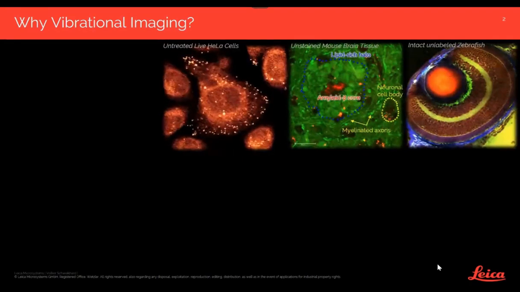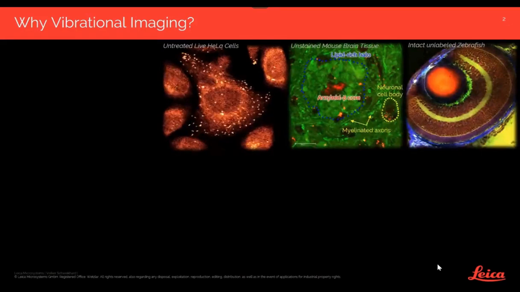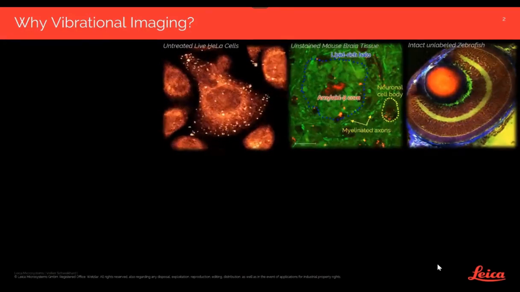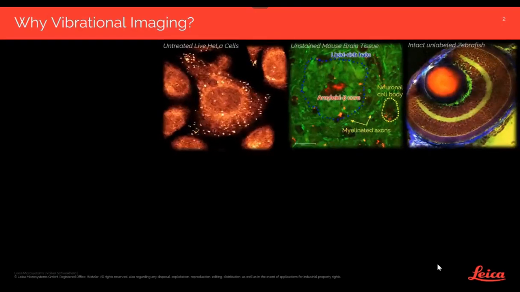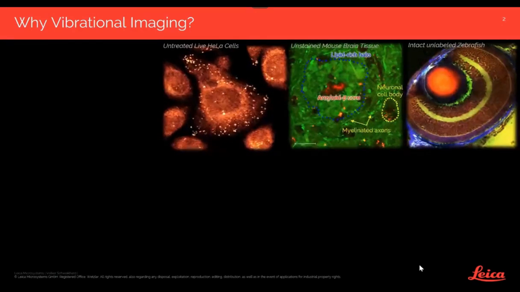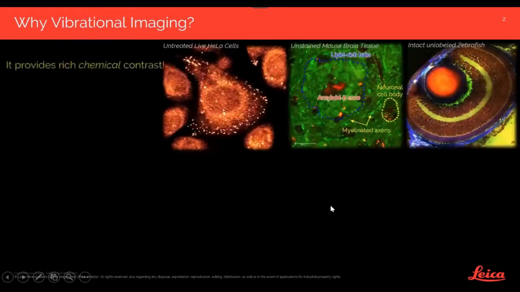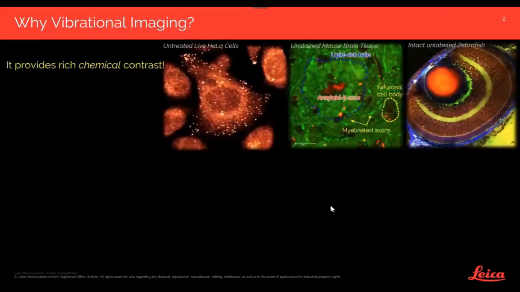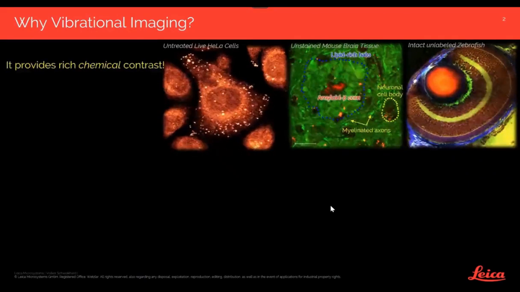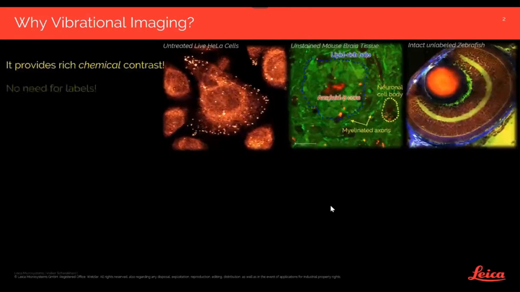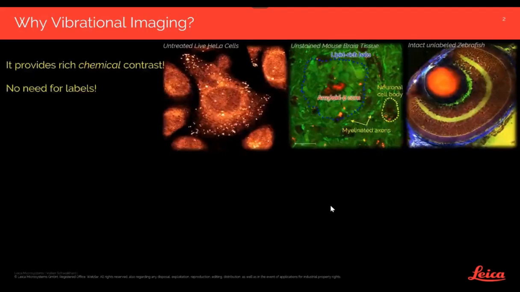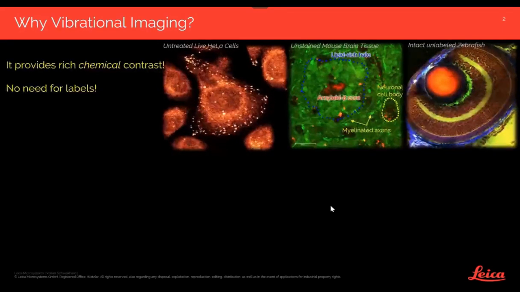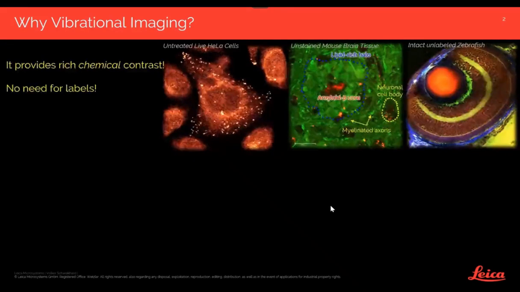All of these samples are untreated and unstained cells, tissues, and model organisms. And so you can see, even without a need for labeling, you can get very rich contrast, very diverse types of contrast, and you can get dynamics up to video rate with label-free imaging. So the core message here really is vibrational imaging can provide you a very rich chemical contrast. And all of this is possible without a need for labeling, although there can be very interesting applications that actually use vibrational labels, as I will show later.